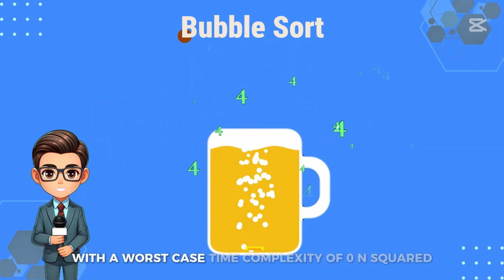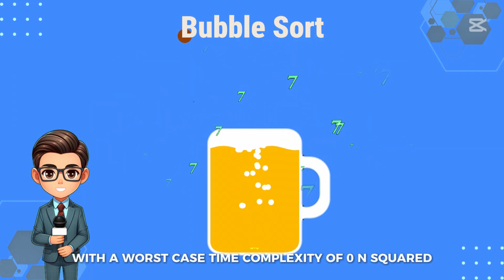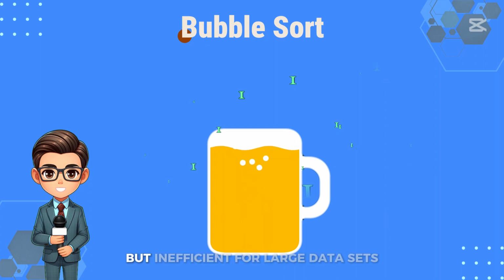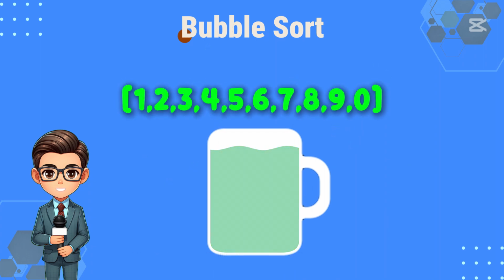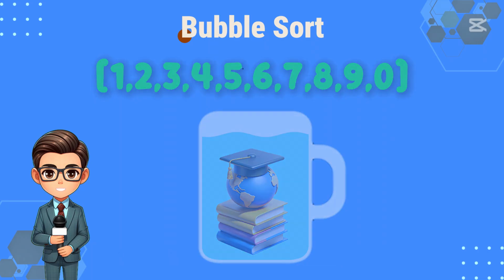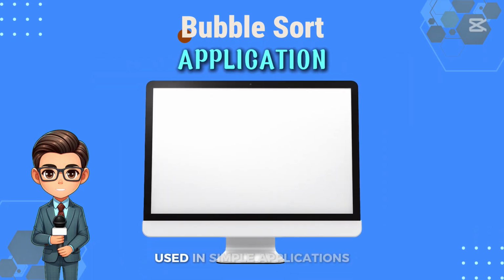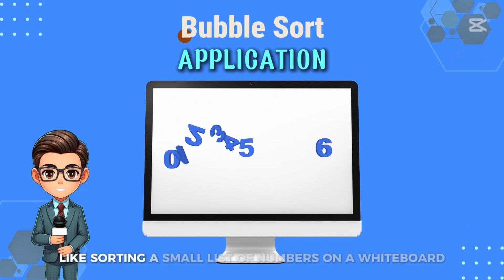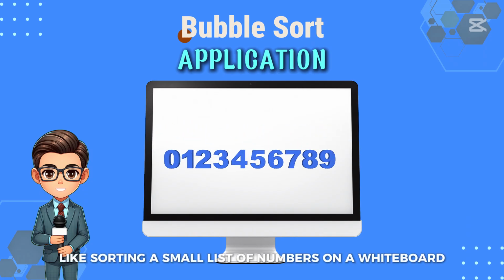With a worst-case time complexity of O(n²), bubble sort is simple but inefficient for large datasets. It's mainly used for educational purposes. Application. Used in simple applications like sorting a small list of numbers on a whiteboard.